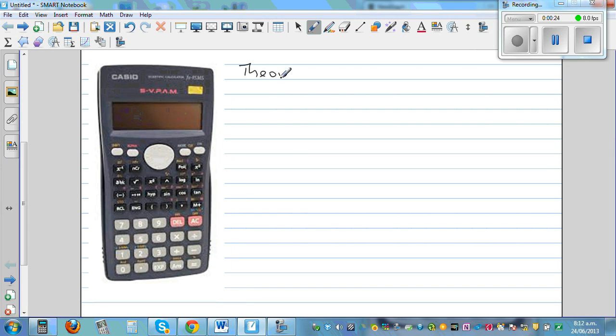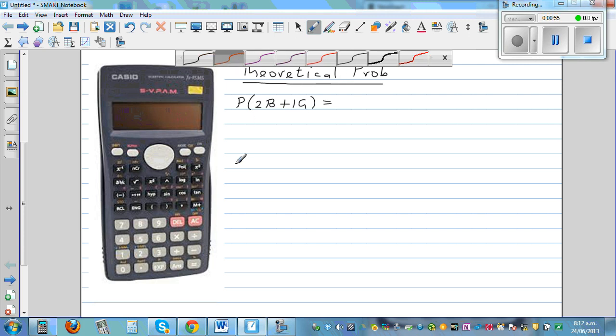The theoretical probability. We want to find first the theoretical probability of having, say, two boys and one girl in a three-child family. Now, to answer this question, what's the probability of having two boys and one girl? We'll have to draw a probability tree.